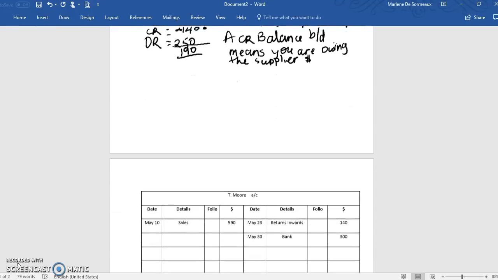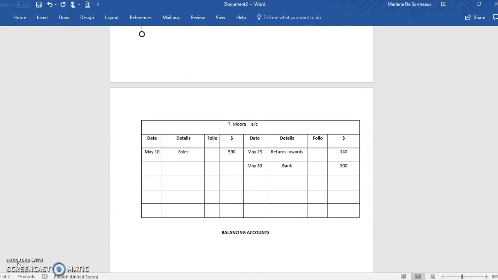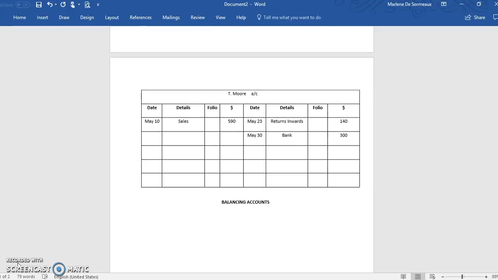So we are moving down to the next account, and we have an account for Timor. And we're going to do the same thing. First stage, calculate, right? Calculate how much money are on the two sides. So on the debit side, you realize you only have $590, and on the credit side, you realize that you have $440. So we're gonna do the same thing. Which side is the larger side? The larger side is the debit side.